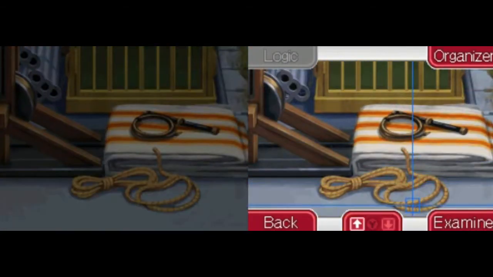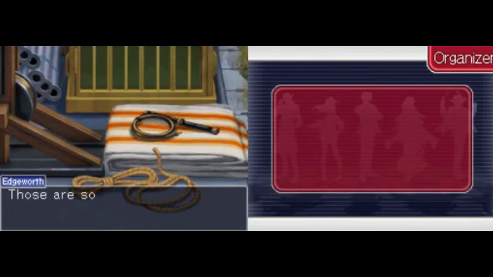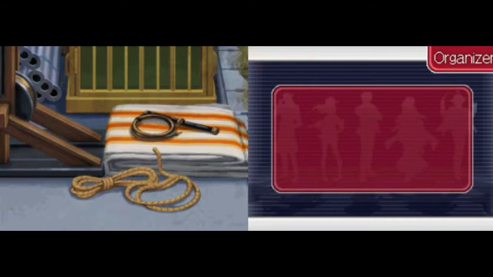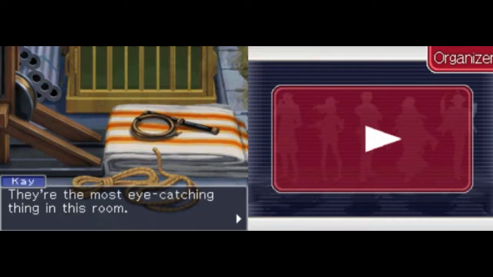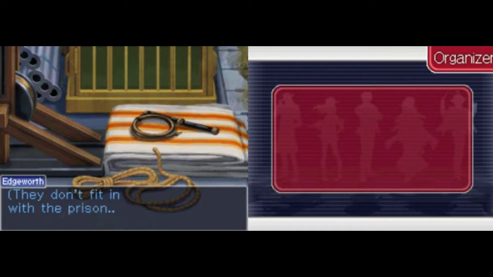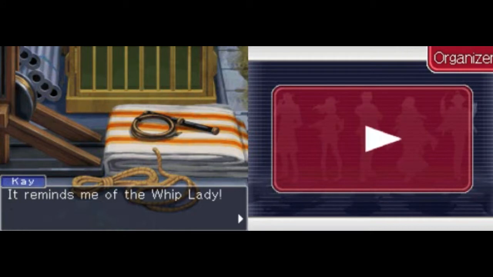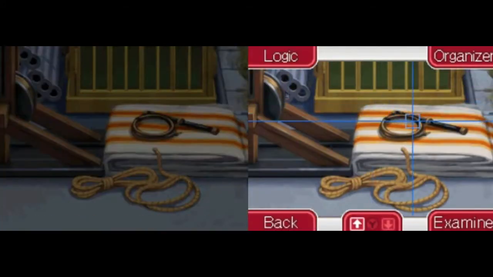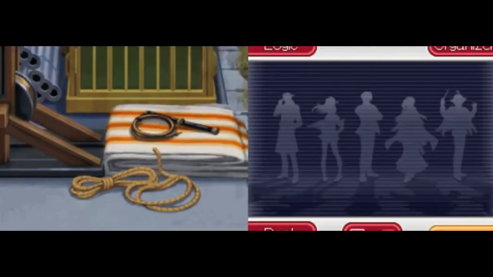Let's go to the bottom one. A whip. Those are some colorful sheets. Oh, sorry, my brother's asking me a question. They're the most eye-catching thing in this room. They don't fit in with the prison. There's a whip placed on top of the sheets. Reminds me of the whip lady. Maybe she left her whip here? I doubt she would ever leave her whip behind. Everyone knows who she's talking about, Franziska von Karma, so no one likes her.